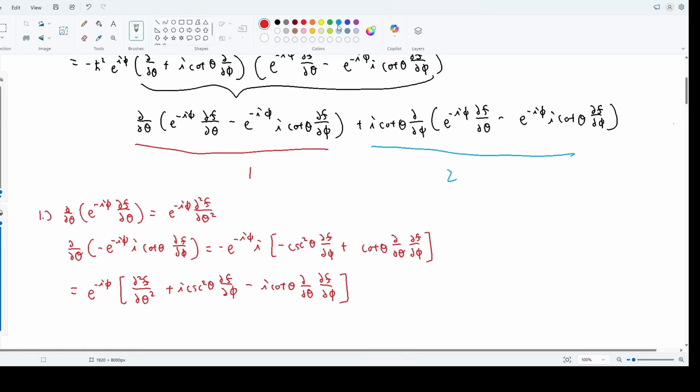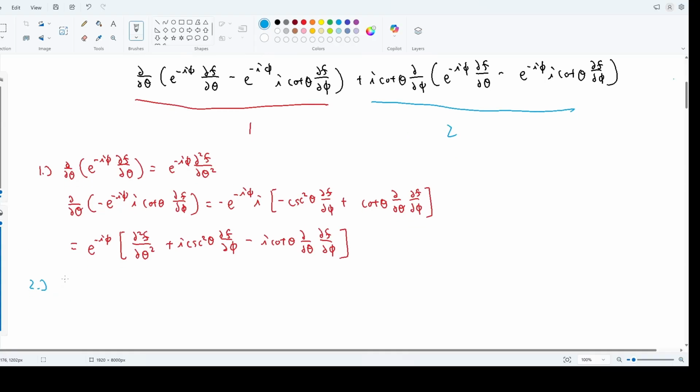Next, doing term 2. This also has two subterms inside. The first one is i cotangent theta d by d phi of e to the negative i phi df by d theta. We're going to have to invoke chain rule here. This is i cotangent theta multiplied by, term 1 is going to give you negative i e to the negative i phi df by d theta. Term 2 is going to give you e to the negative i phi d by d phi df by d theta.